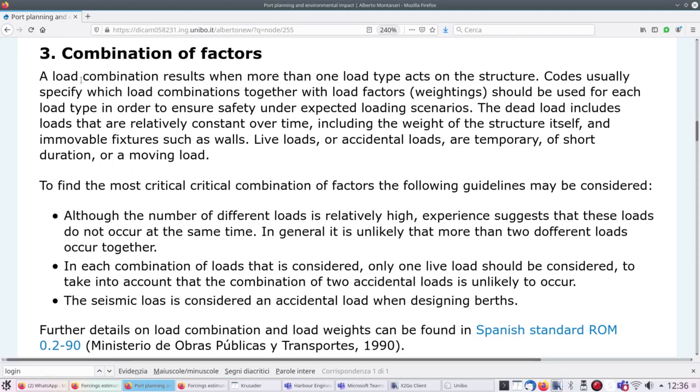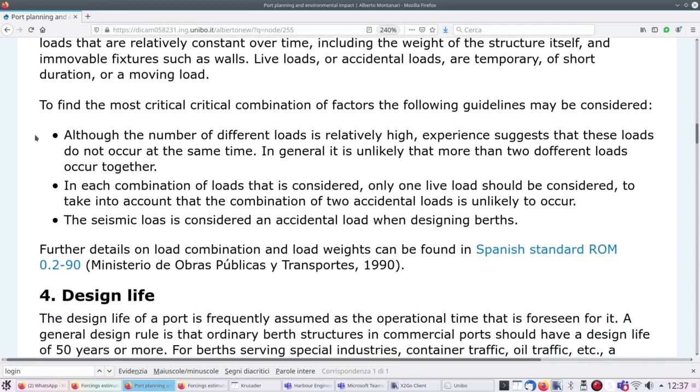When we want to introduce a safety factor, usually safety factors are introduced as load factors and may be greater than one, when, again, there is the need to ensure safety under unexpected loading scenarios. The dead load and other regular loads are usually constant over time, while live loads, as we already said, or accidental loads are temporary. Now, let's consider these rules of thumb.